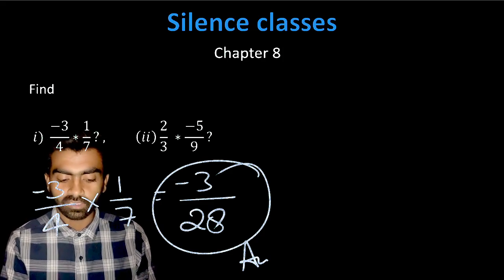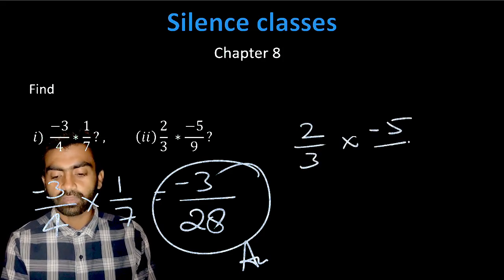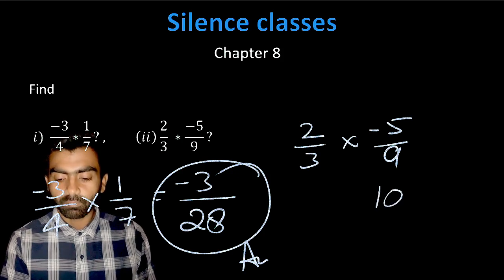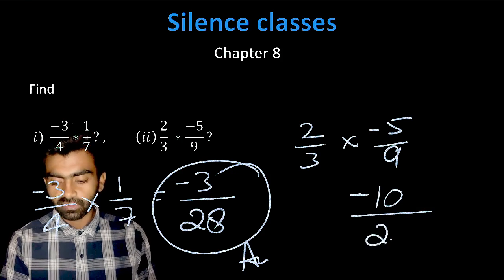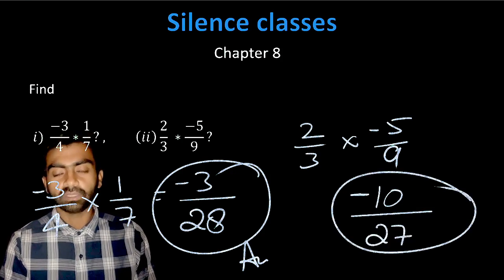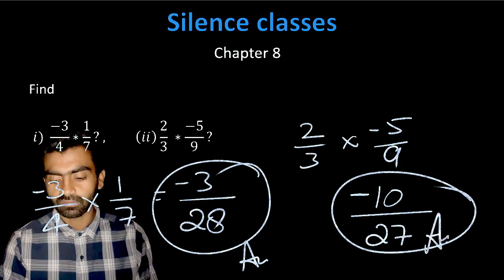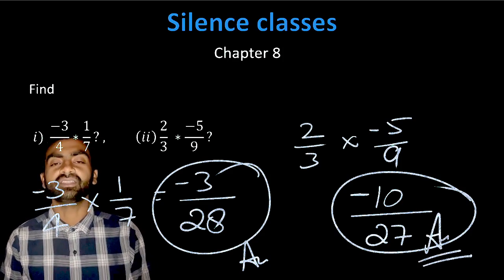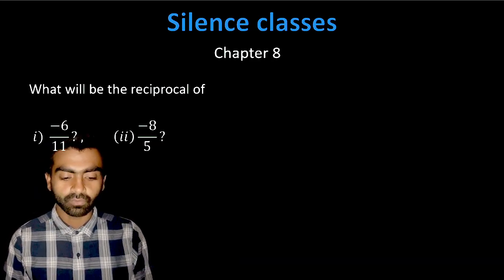Now let's move to the next question. 2 upon 3 multiplied by minus 5 upon 9 is given, and 5 2s are 10, means minus 10 will be there. 3 9s are 27. Minus 10 upon 27 is in the standard form. We cannot cut it further, so this is the answer. I hope you guys understood. The questions are very easy in this particular chapter. Just understand the concept, how we have to do it. Now let's move to the next one.